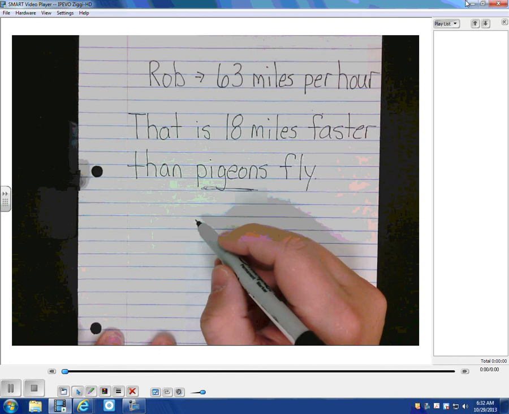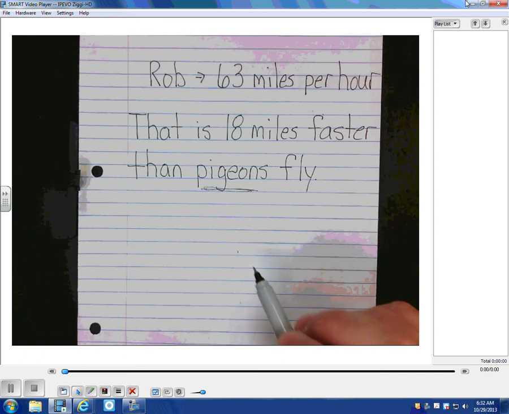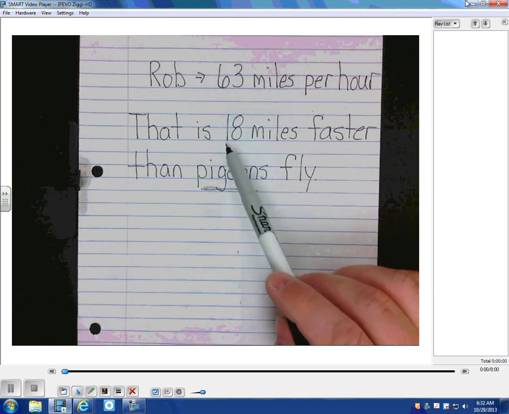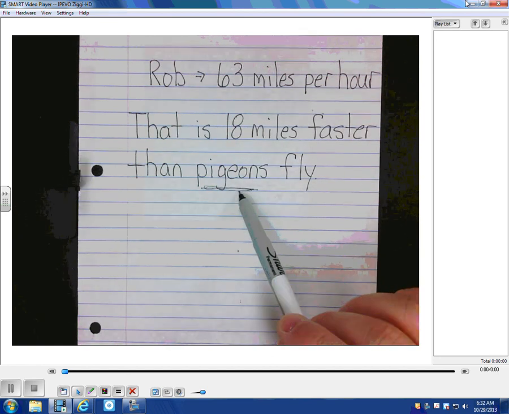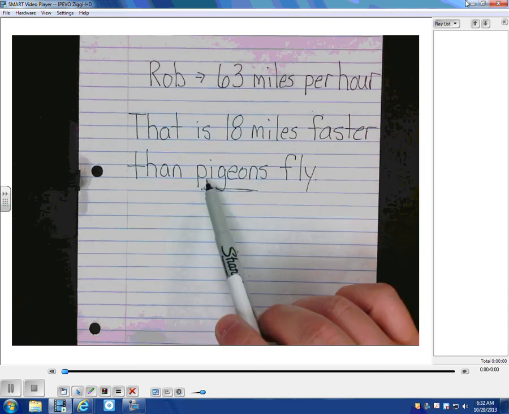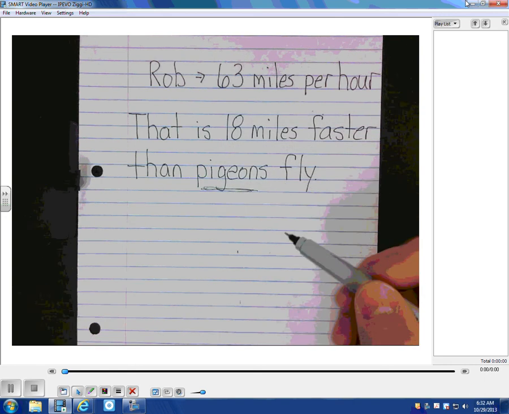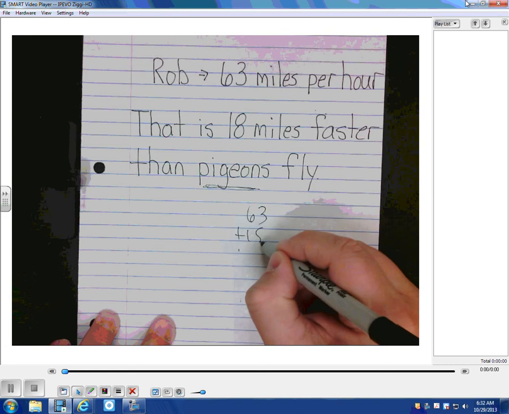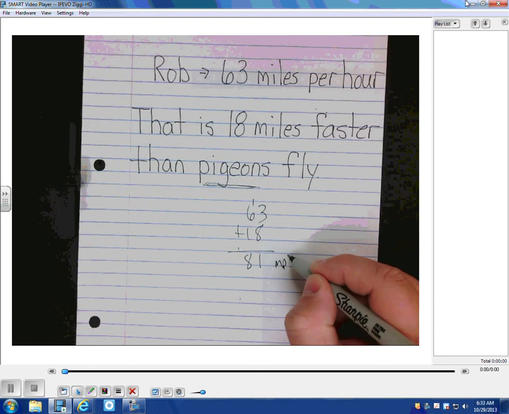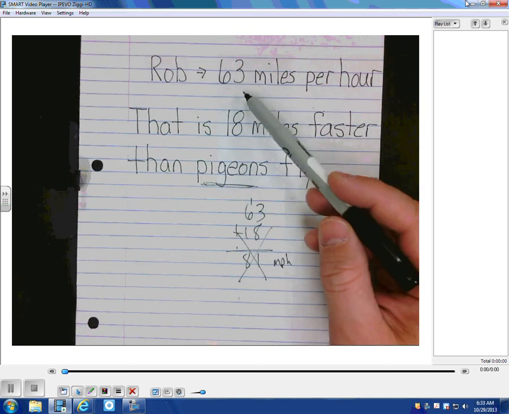Okay? So I'm not going to tell you the operation on this, but when you do this, I want you to make sure you're thinking about what would be the best operation. For example, if I ask you the question, who is faster, Rob or the pigeon? You should know that answer because it says that Rob is 18 miles faster than pigeons fly. So obviously Rob is faster than the pigeons. So if you start to do this problem and you say 63 plus 18 is 81, you're saying that pigeons can fly 81 miles per hour. You know that should not be the correct answer because Rob's faster than the pigeons and Rob only goes 63 miles per hour.